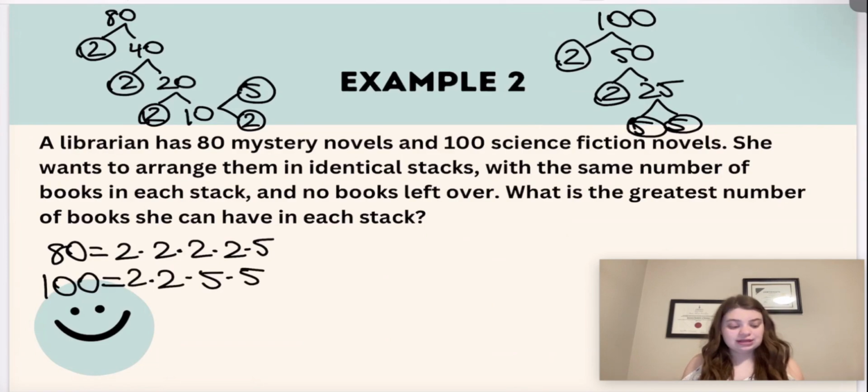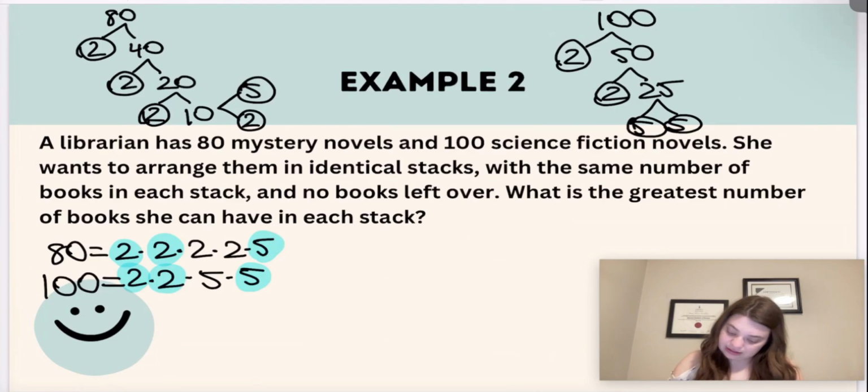So to find the greatest common factor for this one, we need to circle or highlight everything that appears on both lists. So I noticed that a 2 appears on both lists, a second 2 appears on both lists. Now a third 2 and a fourth 2 only appear on the first list, not the second one, so I'm not going to highlight either of those. And then there's one 5 that does appear on both lists. The second 5 on the 100 I'm not going to highlight because it's not something in common with 80.